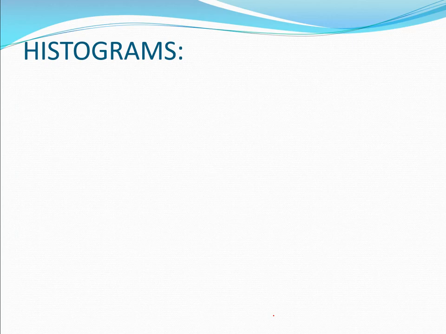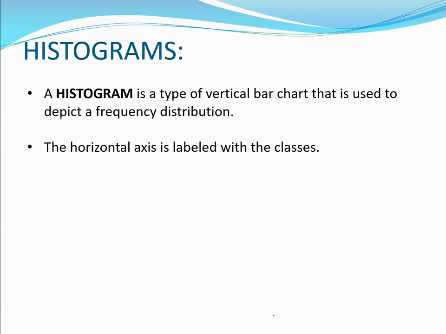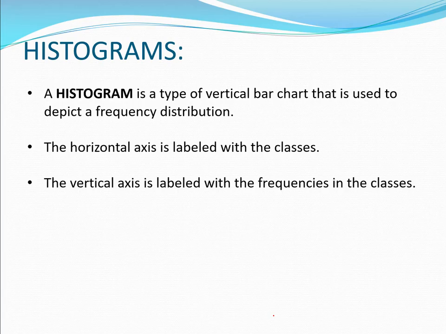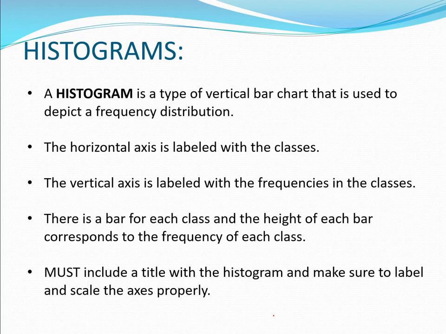With frequency tables, we can create histograms, and histograms are a type of vertical bar chart. They are just a bar chart or bar graph. And remember that you have to have the horizontal axis labeled, and you label them with your classes. The vertical axis is labeled with the frequencies in that class, and then there's a bar for each class, and the height of each bar corresponds to the frequency of each class. So you must include a title with the histogram and make sure to label and scale the axis properly.